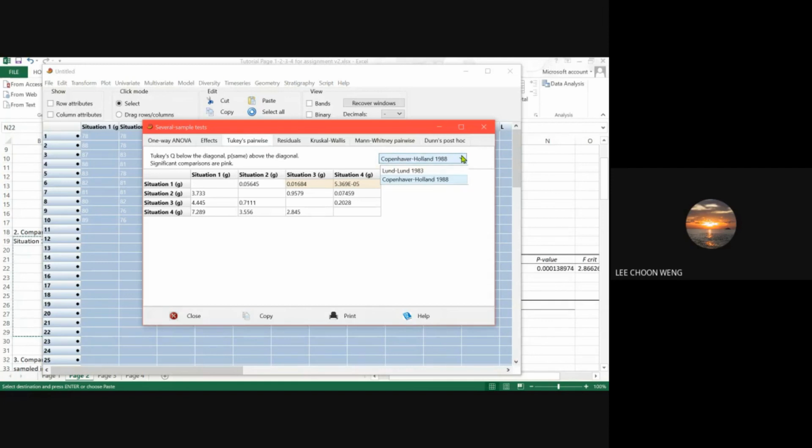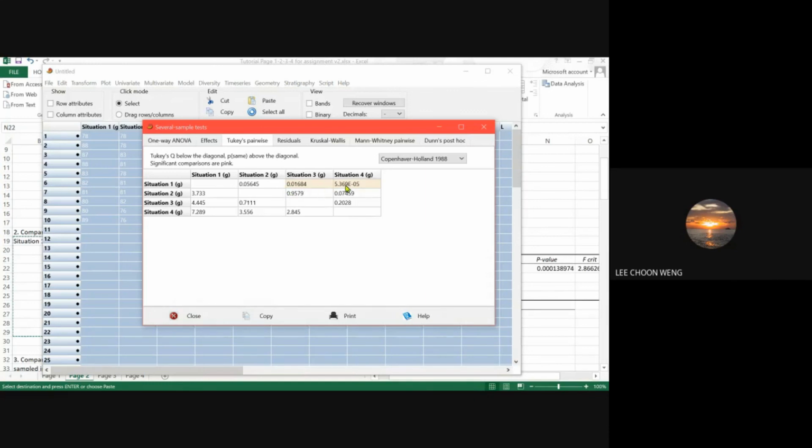This just shows the different equations that they use. Here in the diagonal, it shows the Q value. Tukey's test gives a Q value. ANOVA will give you an F value. A student's t-test will give you a t value. This is the Q value, and this is the P, the probability of the Q value. When it's significant, less than 0.05, it's highlighted.